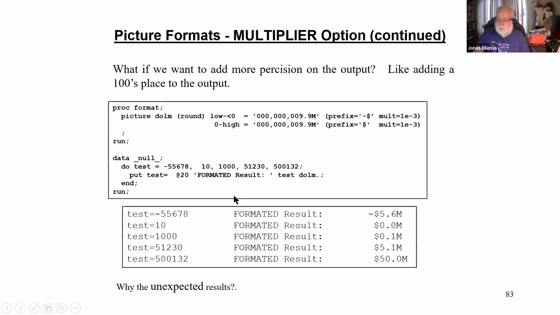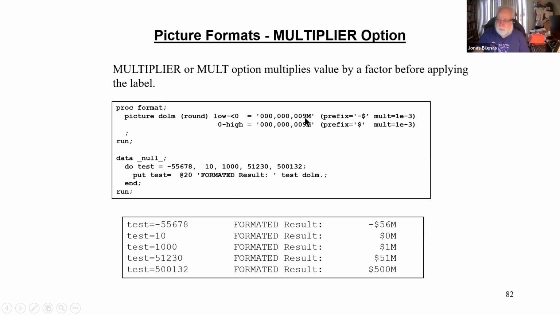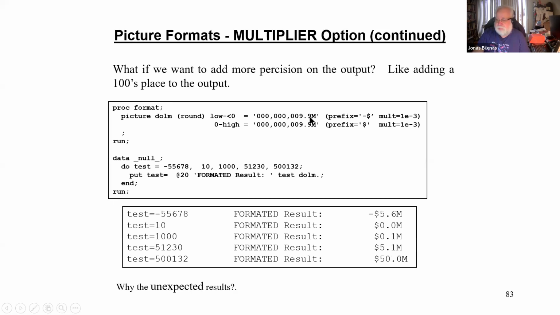But now the boss wants a precision number after that. So instead of rounding to the dollar, let's round to an additional decimal place after the decimal point, and multiply by 1E3, which is dividing by 1,000. And you're sort of not getting the results you expected.